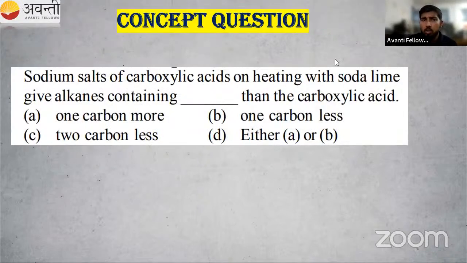So sodium salt of carboxylic acid, that is RCO minus Na plus, right? That is the sodium salt. We have studied the mechanism of RCO minus Na plus. On heating with soda lime, what is soda lime? That we know, right? NaOH and CaO, that is known as soda lime. Gives alkanes containing dash carbon than the carboxylic acid. So the question is asking about the number of carbon atoms in the product. So 1 carbon more than the carboxylic acid, 1 carbon less than, 2 carbon less, either A or B.